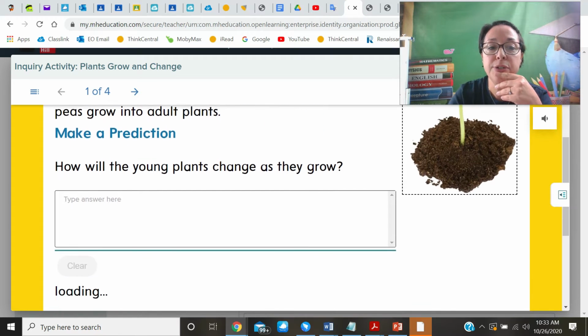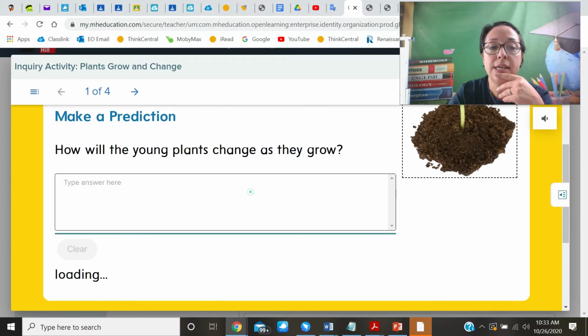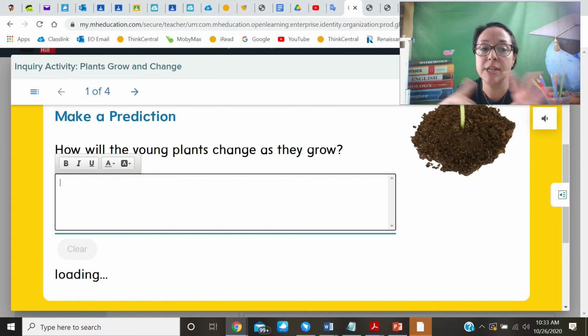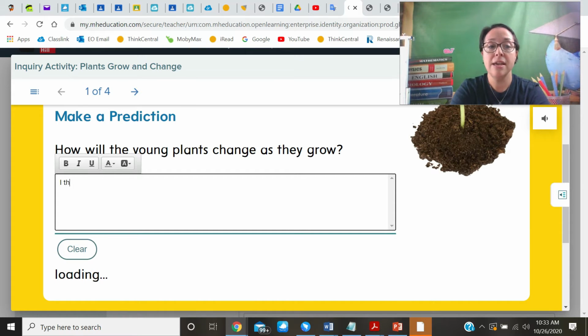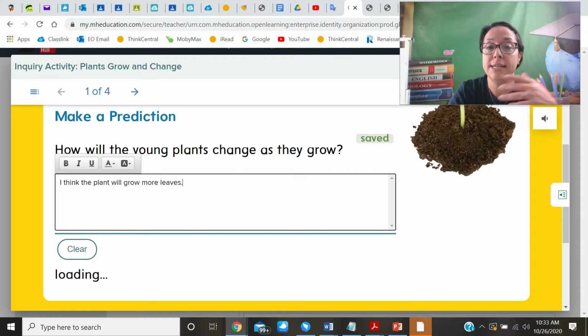Okay, and then you're going to write what you think. So aquí en la tarea vas a tener un espacio para escribir y puedes escribir cómo cree que va a cambiar. You're going to write in this part of your homework, how do you think the plant will change as it grows? So you can say something like, I think the plant will grow more leaves. Oops, I forgot my space. Okay, quizás que creo que va a crecer más hojas.